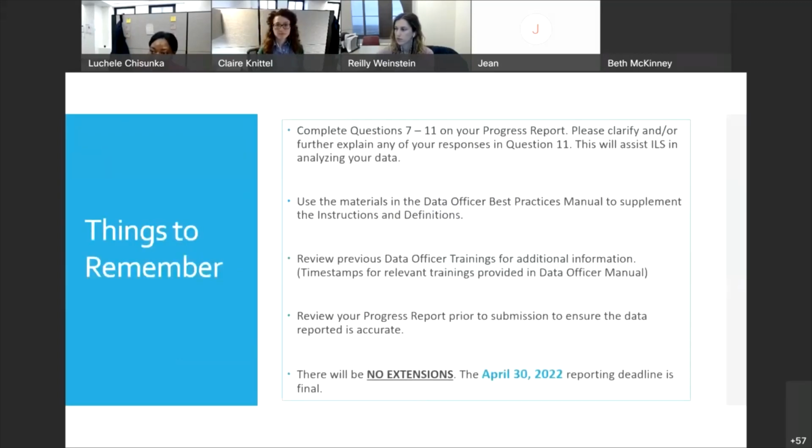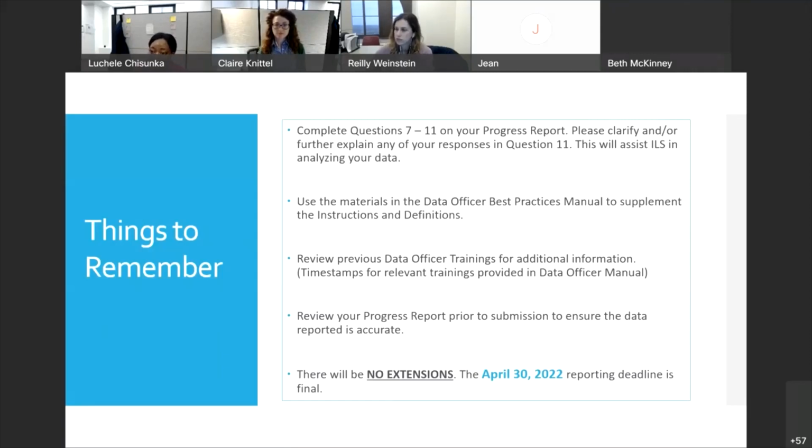Things to remember as you complete this report: I think we focus a lot on questions number 1 through number 6. And then there's a qualitative section of the report at the end, questions number 7 through 11. A lot of times that section of the report is left blank. We strongly encourage you to go through and complete those questions. Please clarify and further explain any information that you can think of from previous questions in question number 11. Question number 11 is the catch-all question of this report.